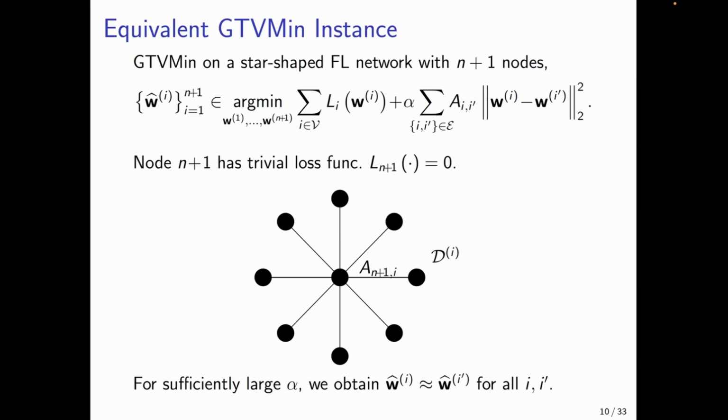All we need to do is make sure that the network is connected. This is already the case for a star graph. And choose alpha large enough. If we choose alpha large enough, the solutions of GTV minimization will be constant, will be the same. So we can then interpret these solutions as copies of the global model parameter. Okay, so this was the first main flavor, single model federated learning, and it turns out it's just a special case of GTV minimization, using a connected graph and a very large choice for the regularization parameter alpha.